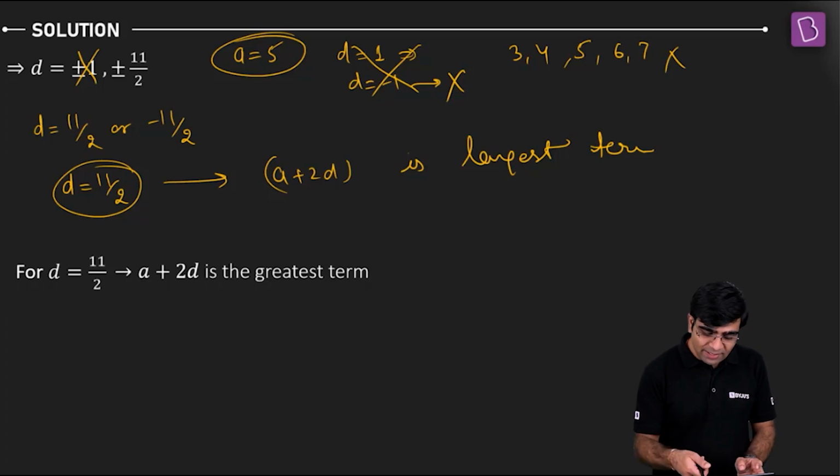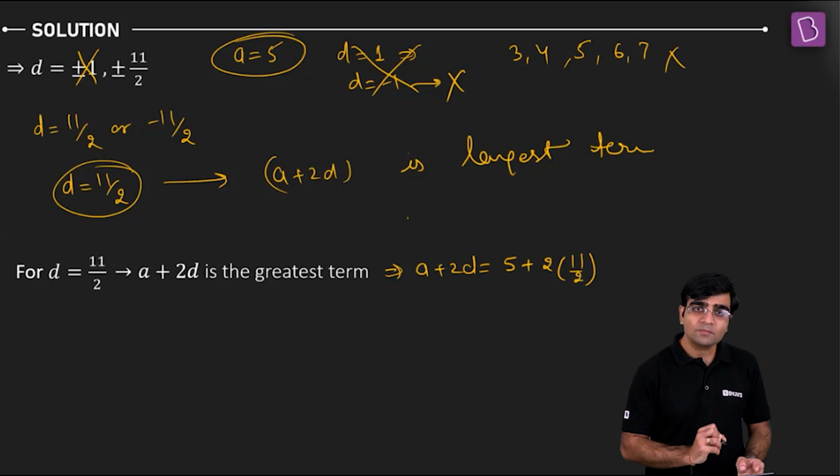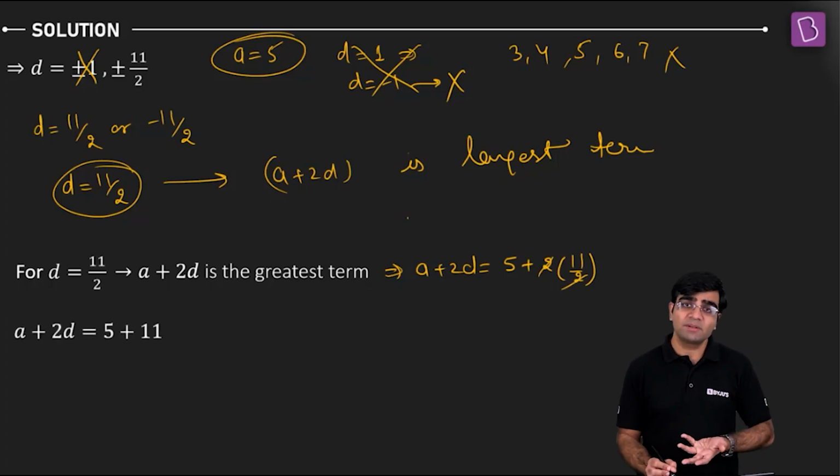So I'll have a as 5. So this a plus 2d will become, as a is 5, equal to 5 plus 2 into 11 by 2. So the 2 gets cancelled. What do I have here? A plus 2d will become 5 plus 11.